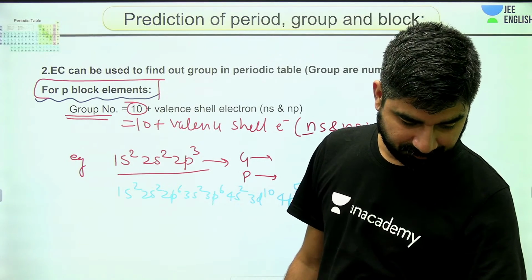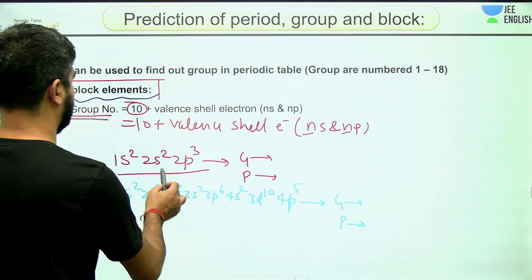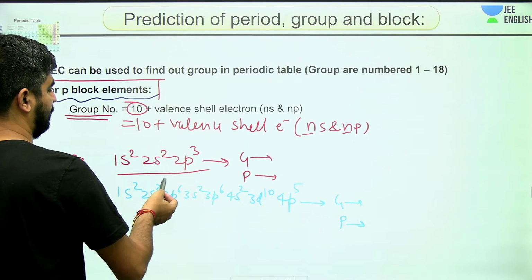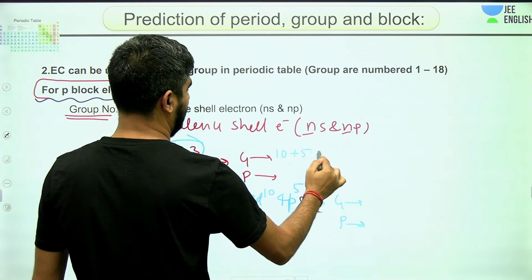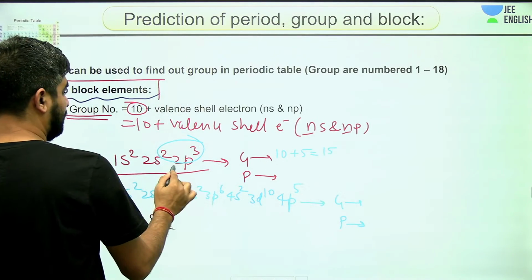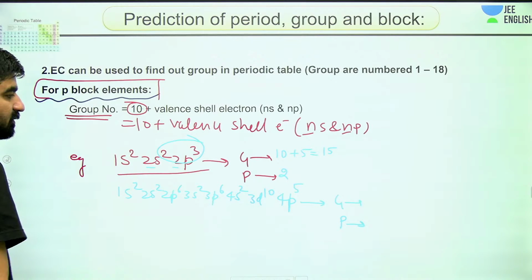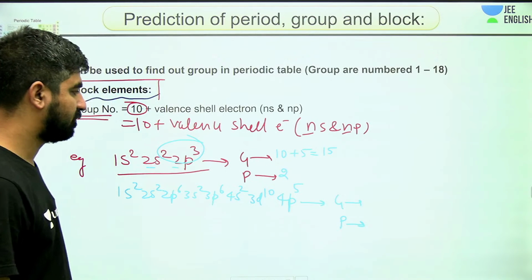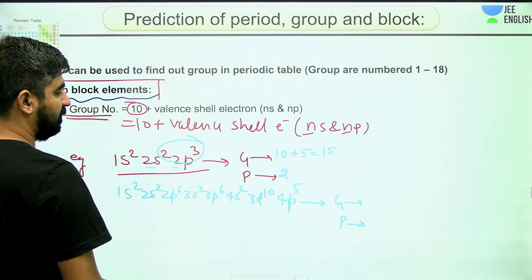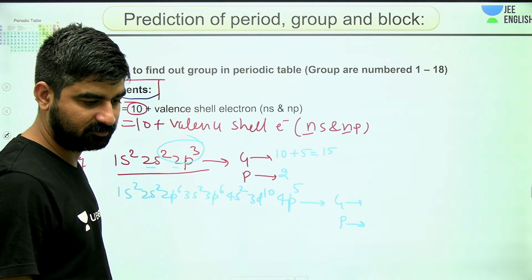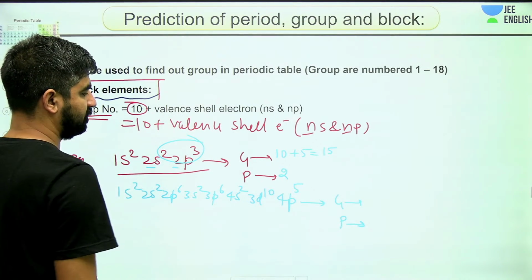Any answers? Yes, Nehanshu. For the first one, what will be the group number? It will be 10 plus 5, 15. And what will be the period, guys? N is 2, so period is 2. Got it? And what is the group number for the next one? Tell me what is the group number for it?